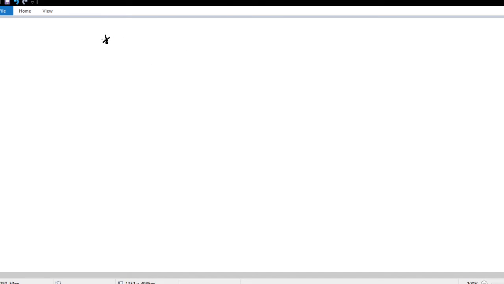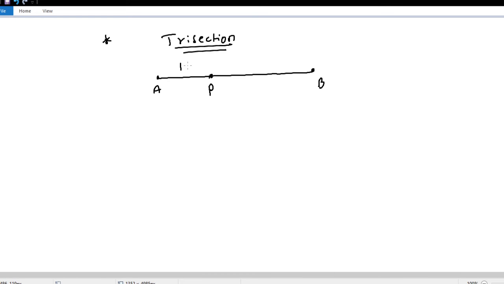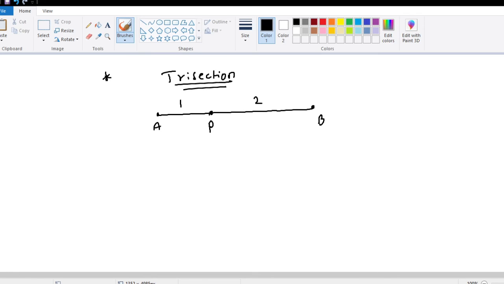Let us now learn points of trisection. Let us consider a segment AB, say like this, and we are asked to find the coordinates of points of trisection. It will always be plural for you, points of trisection. So let this be point P, which divides AB, or it is trisecting AB. Trisecting basically means that point P divides AB in the ratio of 1:2.